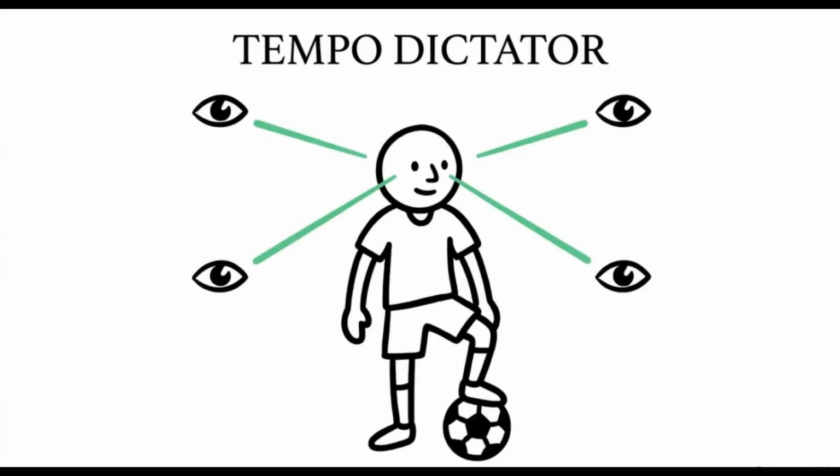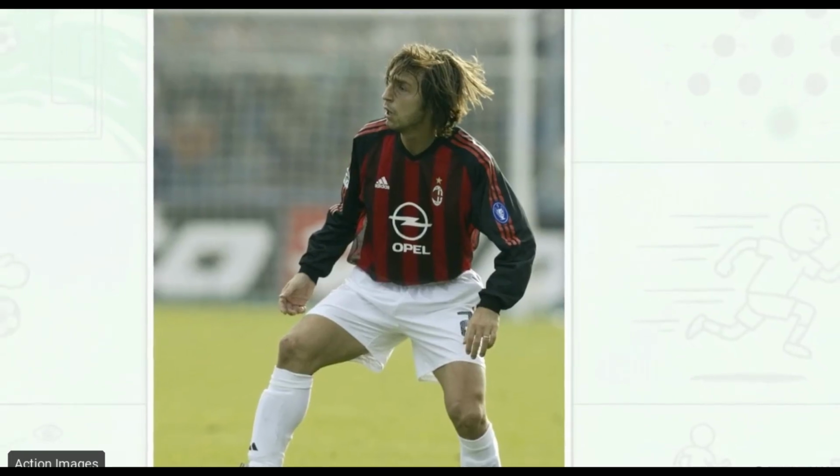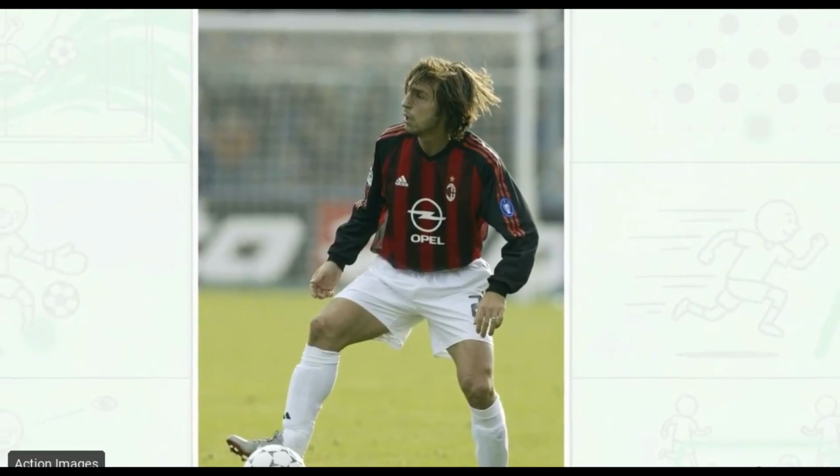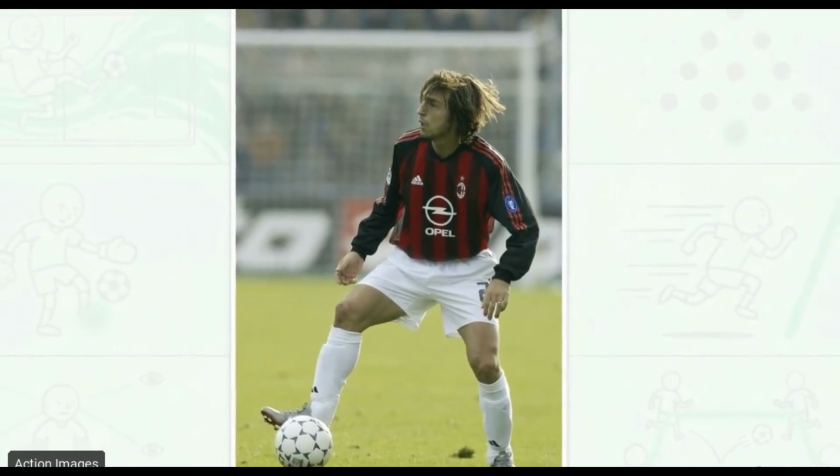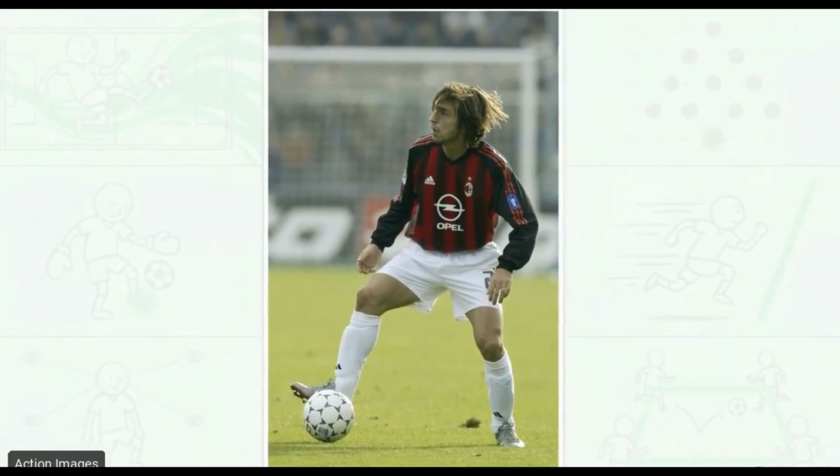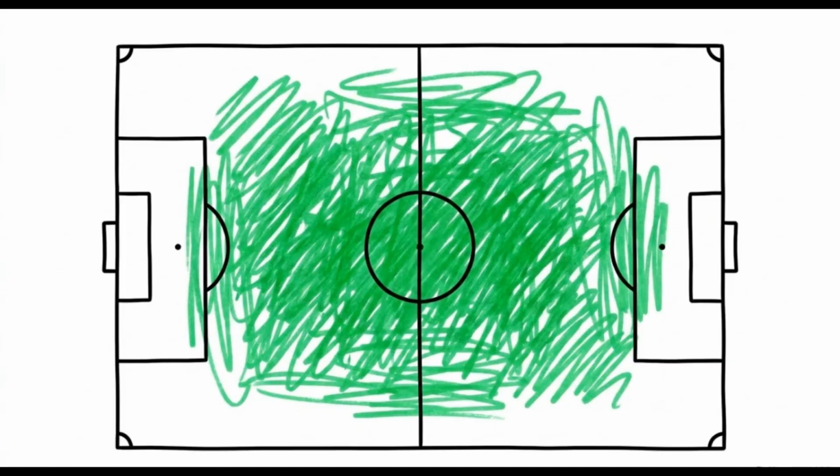Alternatively, a team might deploy a regista, or deep-lying playmaker. Instead of physical challenges, Andrea Pirlo relies on constant scanning and technical composure to dictate the pace of the game from a deep position. Further forward, the number 8 central midfielders provide the aerobic engine.